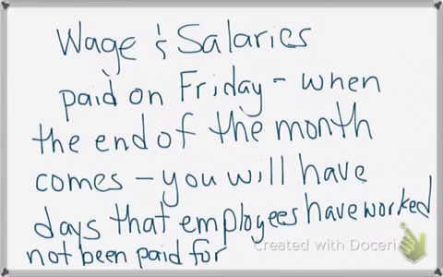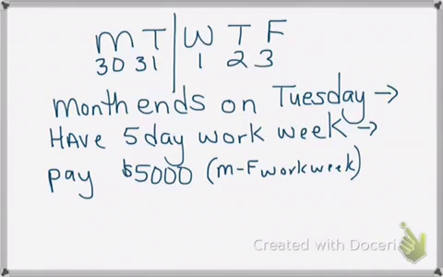The last one that we're going to look at is the wage and salaries. So an example of this is payday is on Friday. And when the end of the month comes in the middle of the week, you're going to have days that employees have worked, but we haven't paid them for those days yet. An example of this, let's say that we have Monday and Tuesday in the month of, we'll say, July. And then we have August. We have the 1st, 2nd, and 3rd here. So when we have this happening, the month is going to end on the Tuesday.